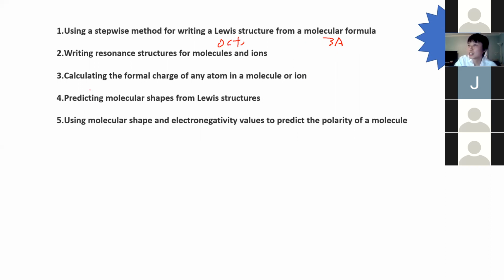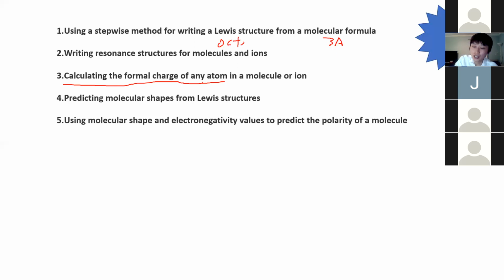Another thing is to calculate the formal charge of any atom in the molecule or ion. It's important because for the same molecule we could end up with different Lewis structures, but only one of them is most preferred. Being able to determine the formal charge helps us determine which structure is the most stable. There are 3 rules. First, we want most atoms to have a formal charge of 0. The more 0, the better.